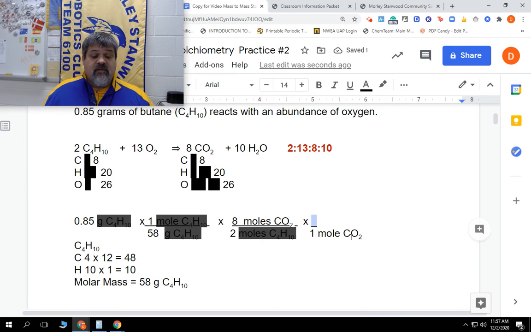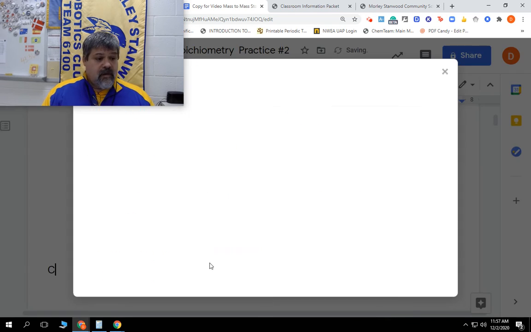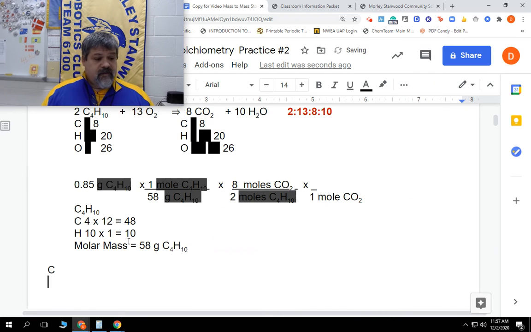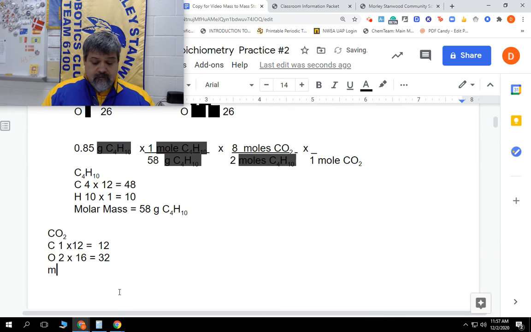Okay, so what we're going to do on this one right here is we have to figure out the molar mass of carbon dioxide. So let's go down here, and we're going to put down that we have CO2. There's our formula. So we have carbon and we have oxygen. Well, we have 1 carbon. We're going to times that by 12. That's going to equal 12. We have 2 oxygens times the atomic weight of oxygen, which is 16. That's going to equal 32. We add those together, and we're going to end up with 44. So our molar mass is going to equal 44 grams for CO2.